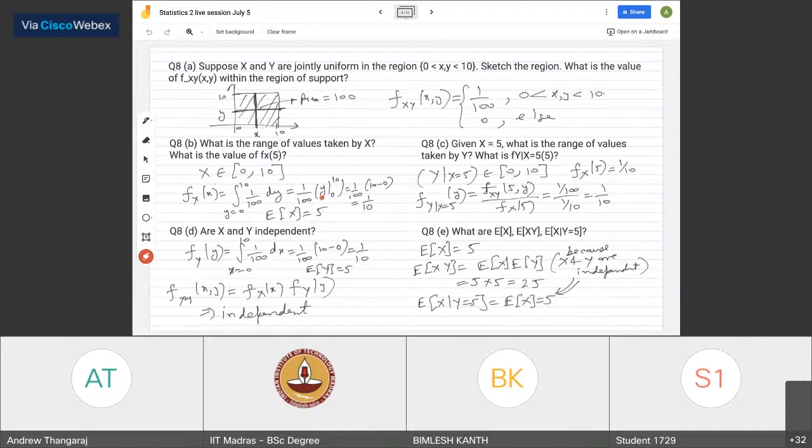You can compute the expected value of x if you like. It will come out to be 5 because x is uniform. So fx of x is 1 by 10 for all values of x between 0 and 10. So x ends up being uniform from 0 to 10. Uniform in a square, you will get uniform from 0 to 10. That's an easy enough question.